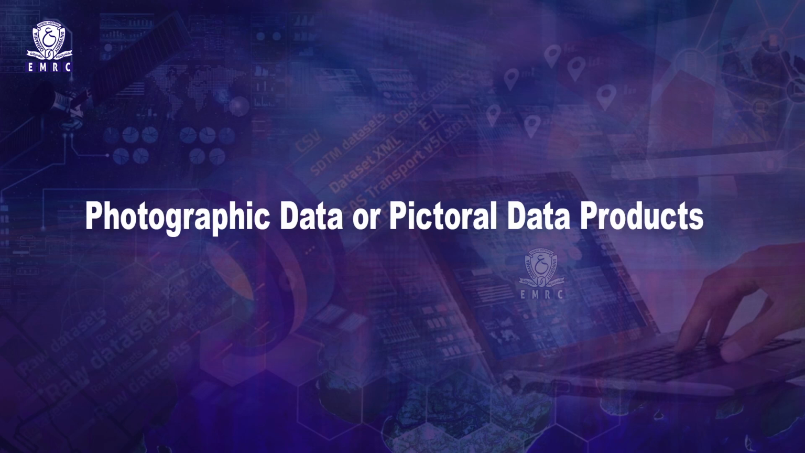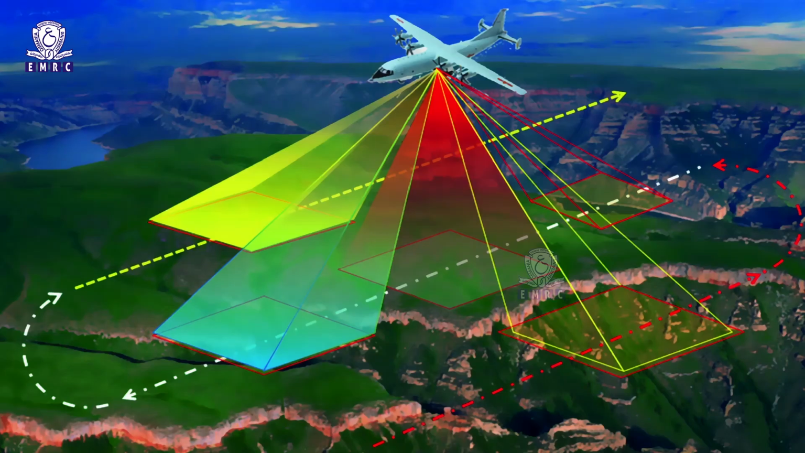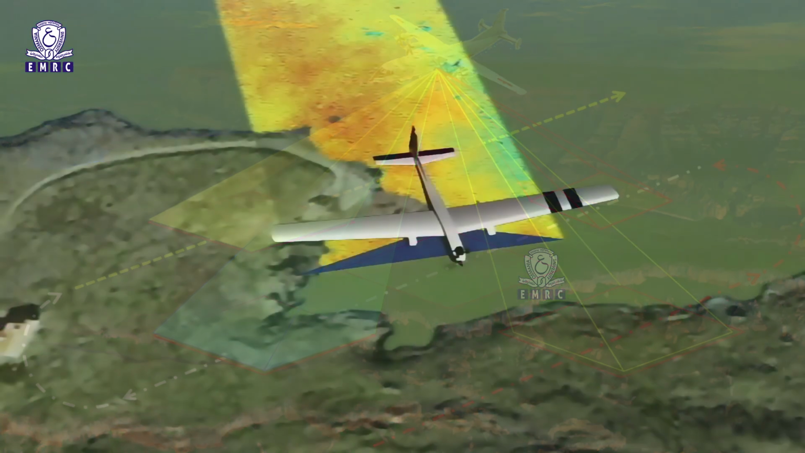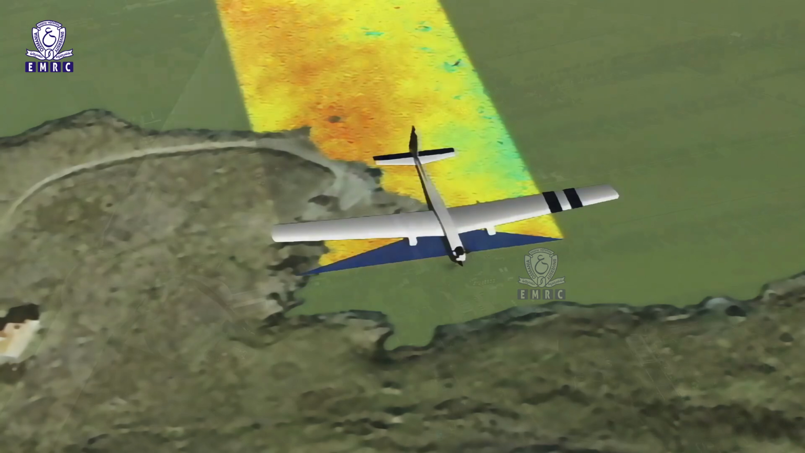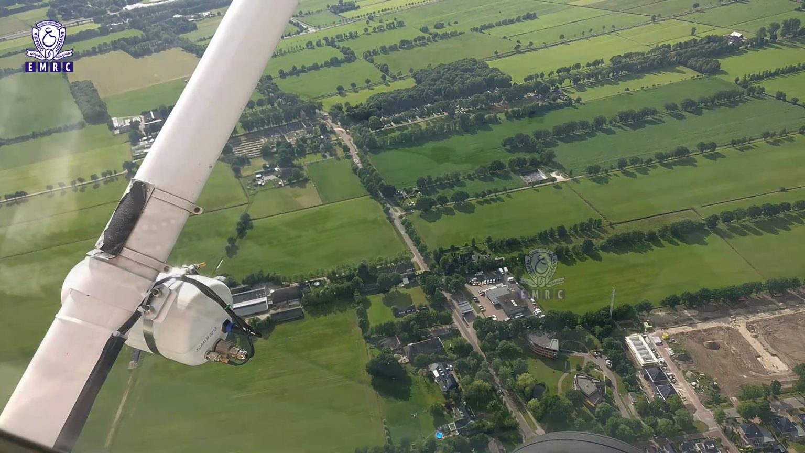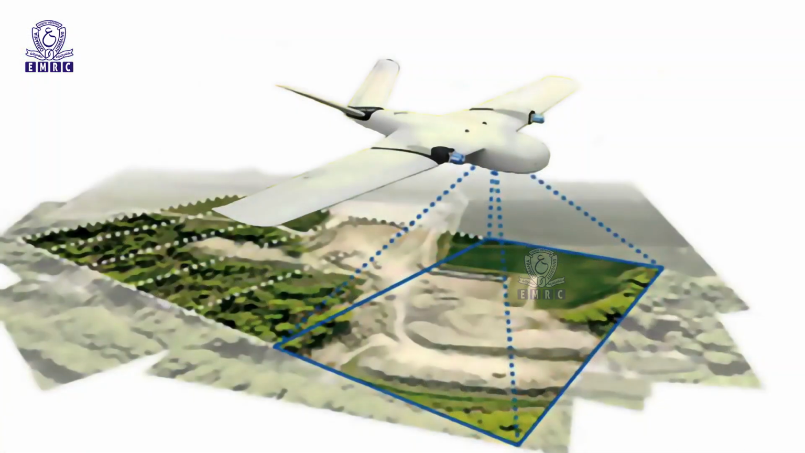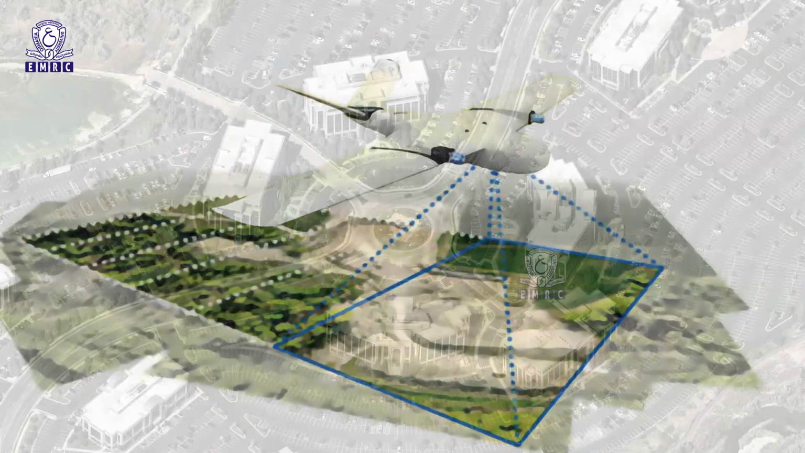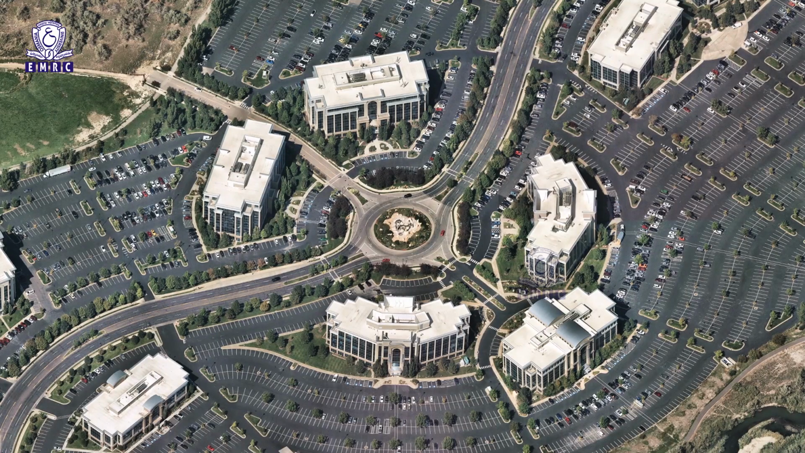Photographic data or pictorial data products give information of objects on the Earth's surface in the form of photographs or images. The pictorial products provided by aircraft are called aerial photographs. These are generally taken by sophisticated cameras which use the visible portion of the electromagnetic energy. Therefore, aerial photographs give the extent view or the picture of the object on the Earth's surface on reduced scale.